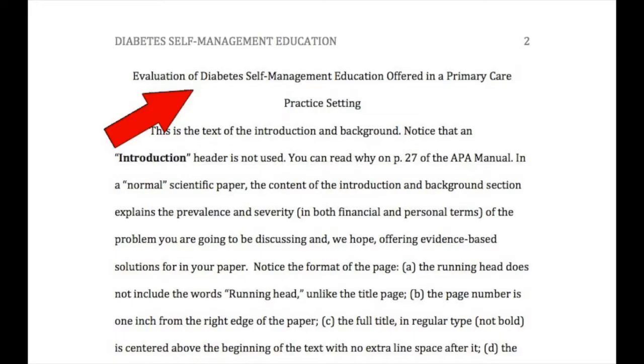Remember that the title page is always page 1, and if you have an abstract next, your first page of text will then be page 3. Also, look at the text and how the right-hand margin is jagged. This means that the text is left justified.